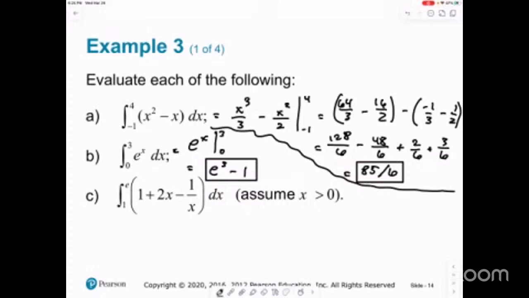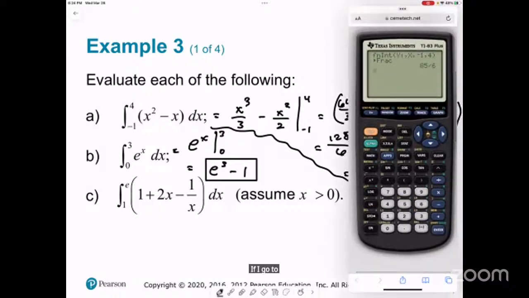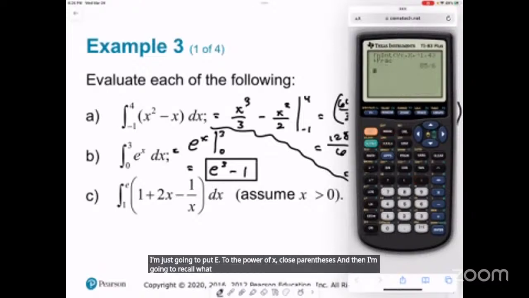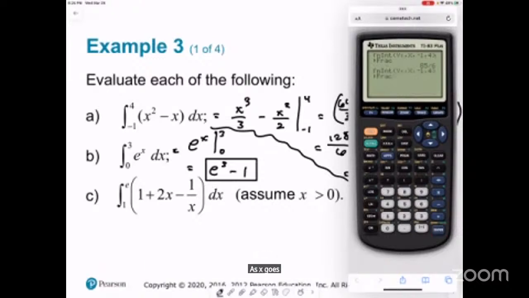So then if we wanted to check this in our calculator, right? If I go to my y equals, I'll clear out the first one. I'm just going to put e to the power of x, close parentheses. And then I'm going to recall what I had before. So I want to evaluate the integral of that function as x goes from 0 to 3. So I need to change my indices. This needs to be 0 to 3.